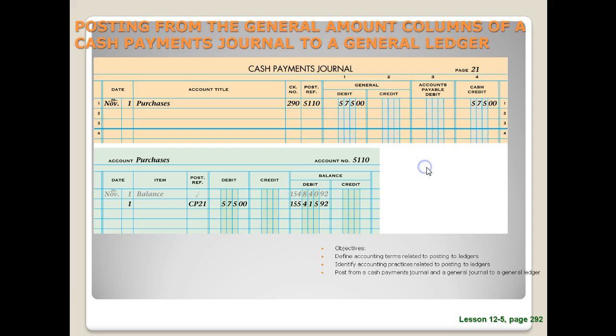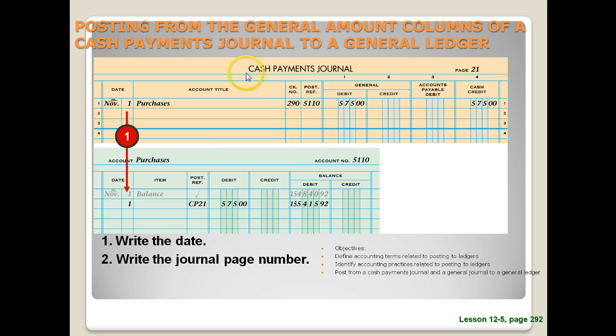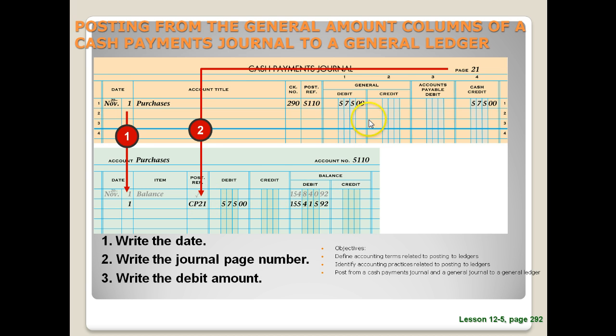And so let's talk about now how we're going to do our posting. So we're talking about posting to the general ledger, and hopefully I didn't confuse the words journal and ledger in that little diatribe there. So we're posting purchases, and again, general debit and credit, so each line will have its own posting to a general ledger account. So for purchases, we're going to write the date. This was November 1st. We are going to write the journal page number. It's Cash Payments Journal 21, so CP21. We're going to write the debit amount. The debit amount is $575, and we write it here.